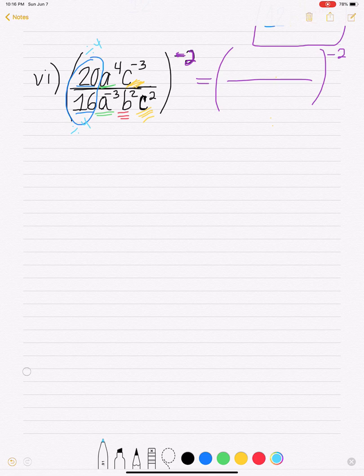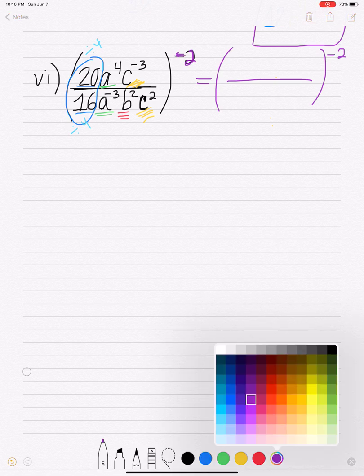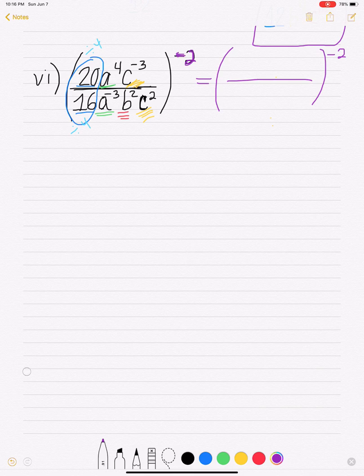What's 20 divided by 4? 20 divided by 4 is 5, right? And on bottom, 16 divided by 4 is 4. So we're going to reduce that. 20 over 16 reduces to 5 over 4. Yeah, 5/4, right?